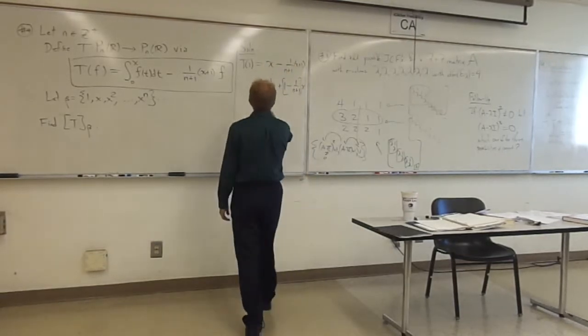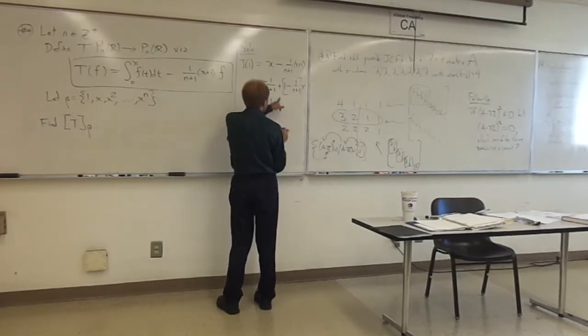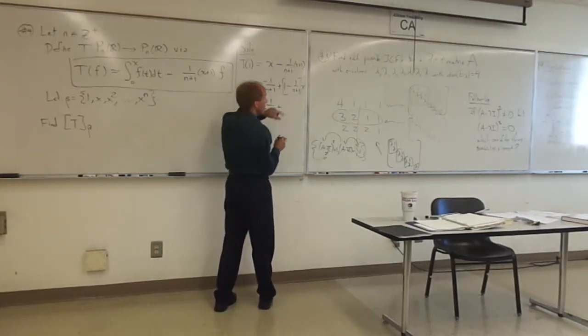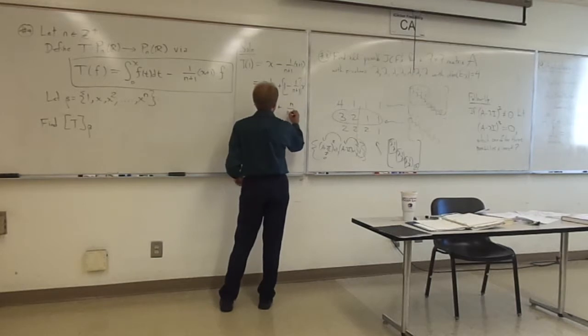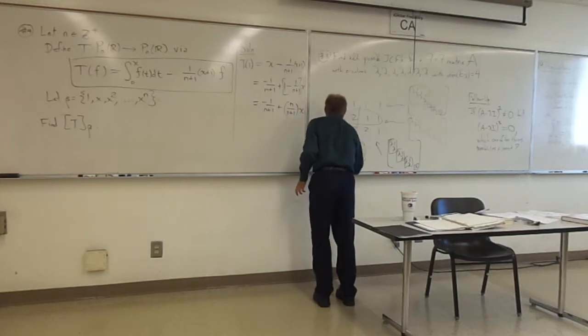Okay. So if you wanted, you could rewrite that. It's negative 1 over n plus 1 plus, if I make a common denominator of n plus 1 here, I'll end up with n over n plus 1 times x. Right? Okay. So that's that.